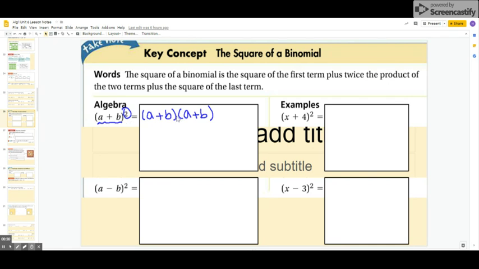So it means that we need to do the FOIL method. We need to use the FOIL method one more time. So I'm going to do first, which is a squared, and outside. So let me use a different color. So outside, which is plus ab, and inside, which is ab again, and we have last, which is b squared.